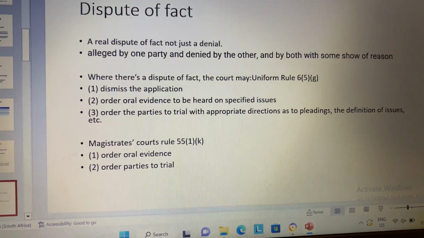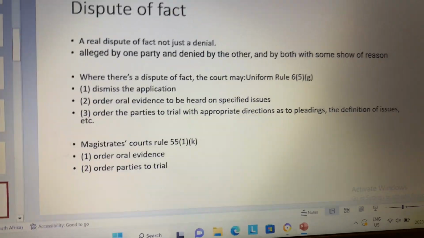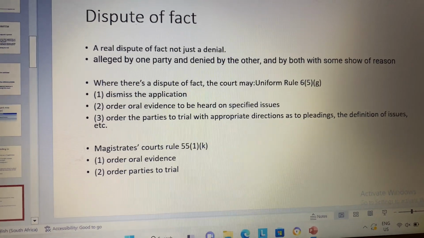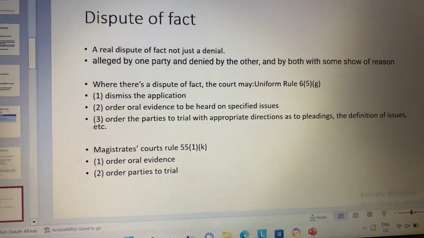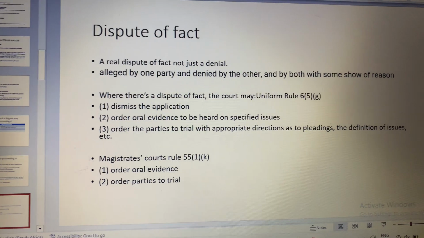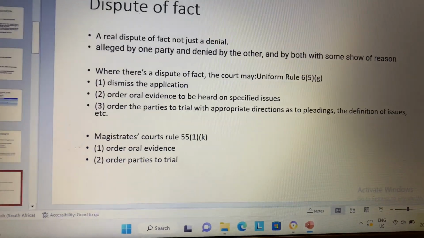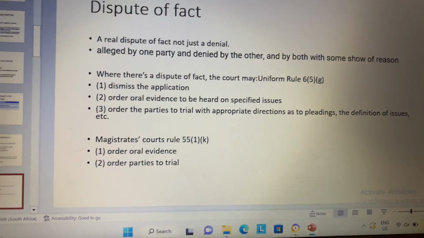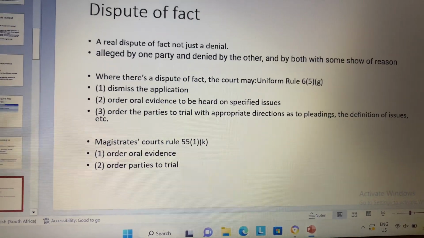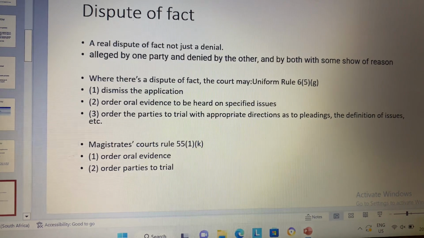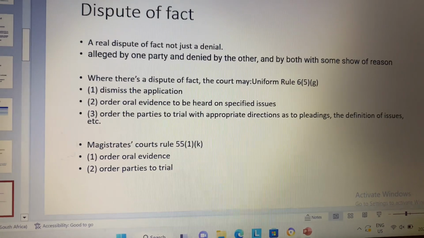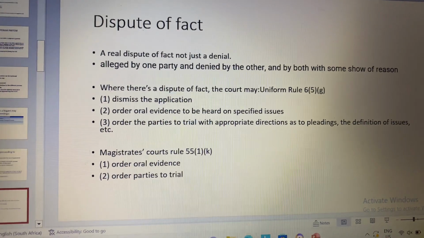Where there is a dispute of fact, the court may either dismiss the application, or order oral evidence to be heard only on those specified issues, or order the parties to trial with appropriate directions as to the pleadings, the definition of issues, etc. That is in accordance with Uniform Rule 6(5)(g) of the Uniform Rules of Court. And in terms of the Magistrates' Court, that will be in terms of Rule 55(1)(k), where the court may order oral evidence or order parties to trial.